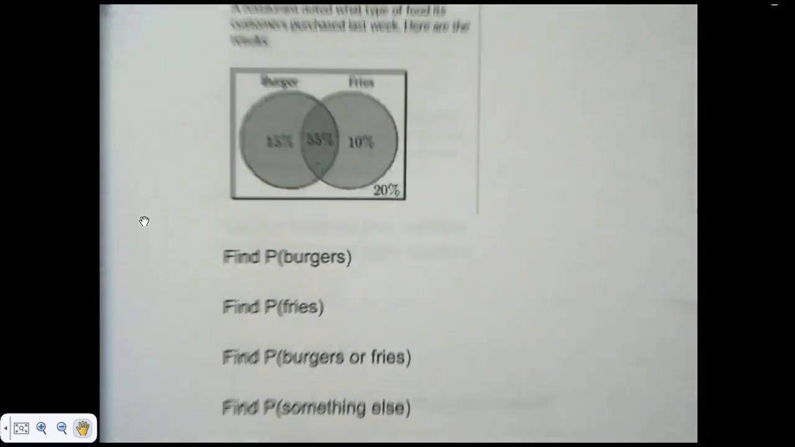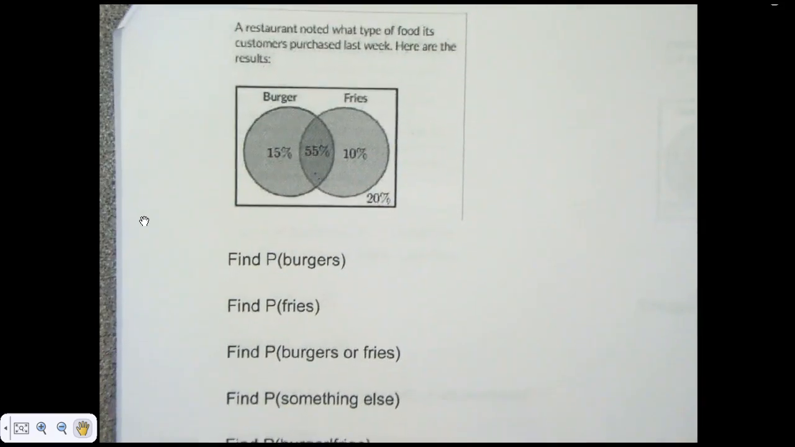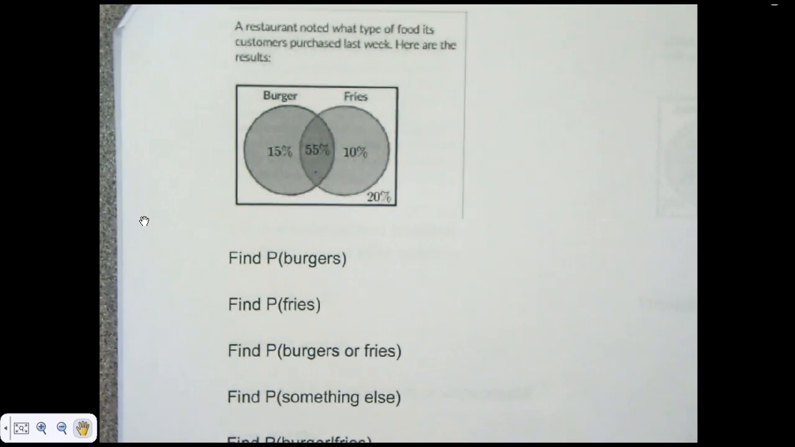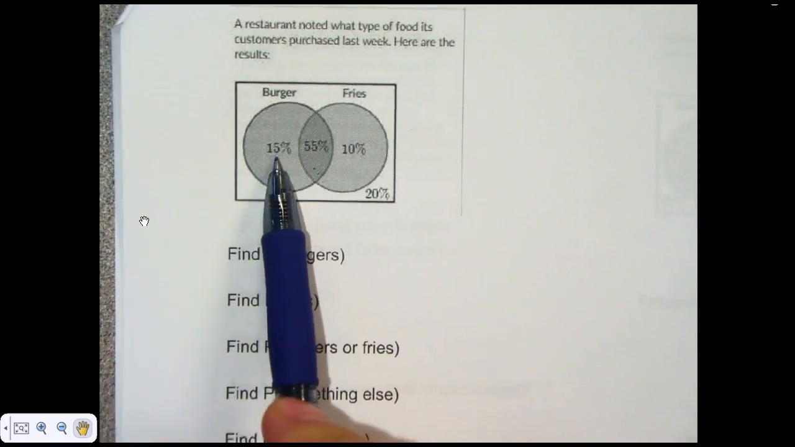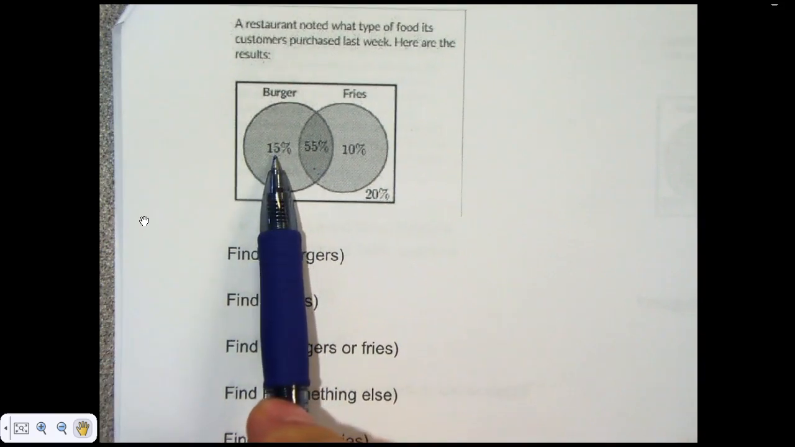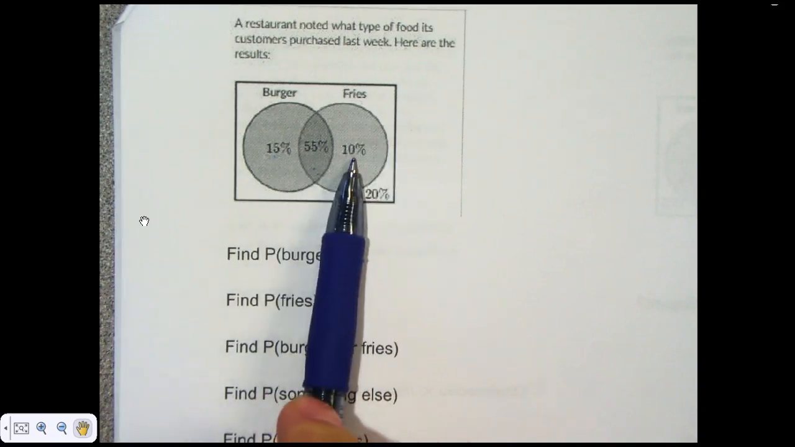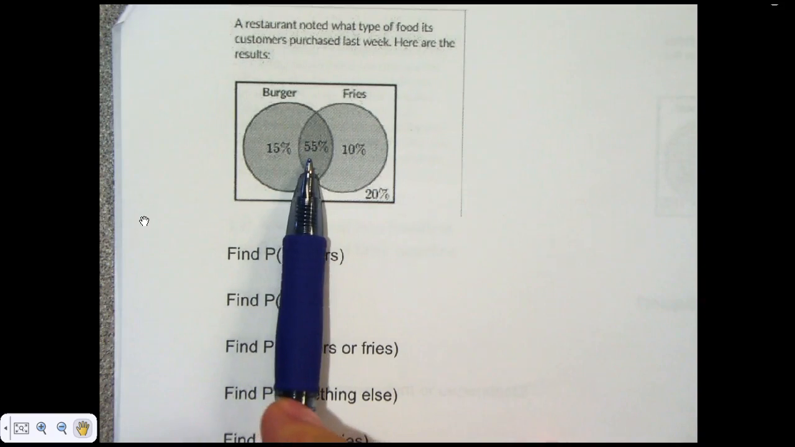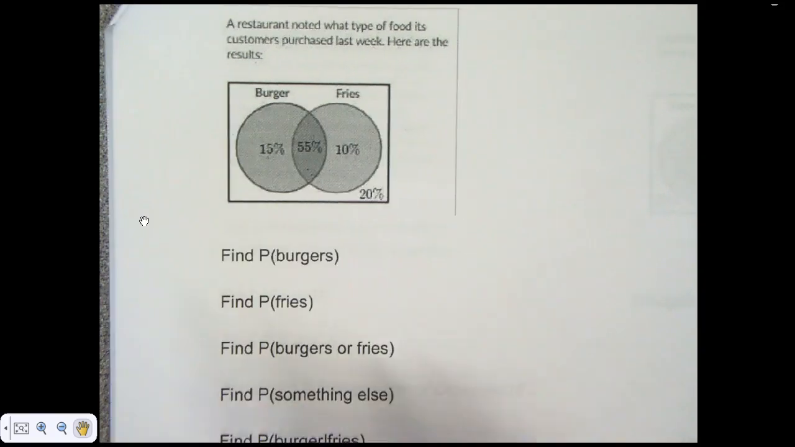And we can keep all these in fractions and we'll be fine with that. So, just to make sure you know how to read a Venn diagram, this 15% means that the people ordered a burger, but not fries. This 10% means they ordered fries, but not a burger. This 55% means they ordered both, so that's your overlap. And then what's the 20% mean? They didn't order either of those. They're like chicken wings or something.